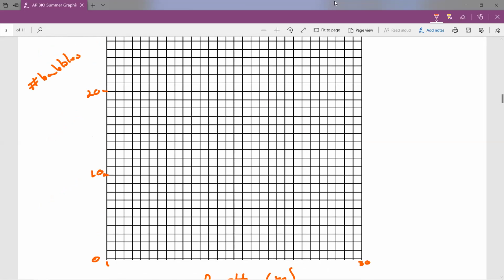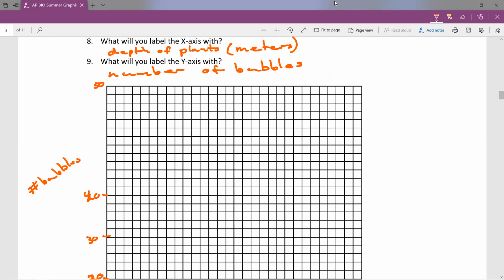So 2, 4, 6, 8, 10 is right here. 2, 4, 6, 8, 10 is 20. 2, 4, 6, 8, 10 is 30. 2, 4, 6, 8, 10 is 40. And 2, 4, 6, 8, 10 is 50.